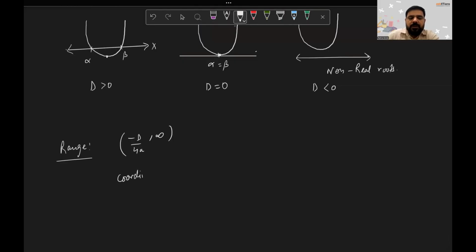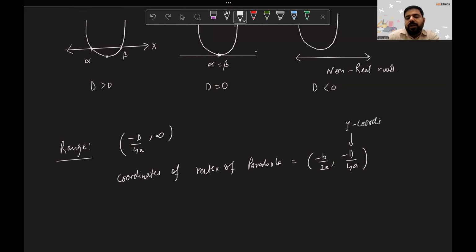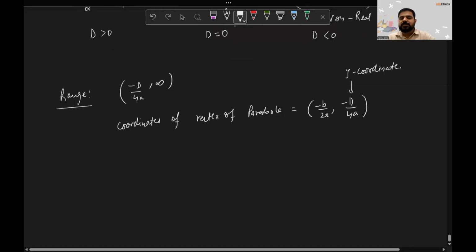So we'll be having here the coordinates of the vertex of the parabola, that is going to be minus b by 2a comma minus d by 4a. This is your y coordinate. Okay, so this will be helping you get the range of the quadratic expression.